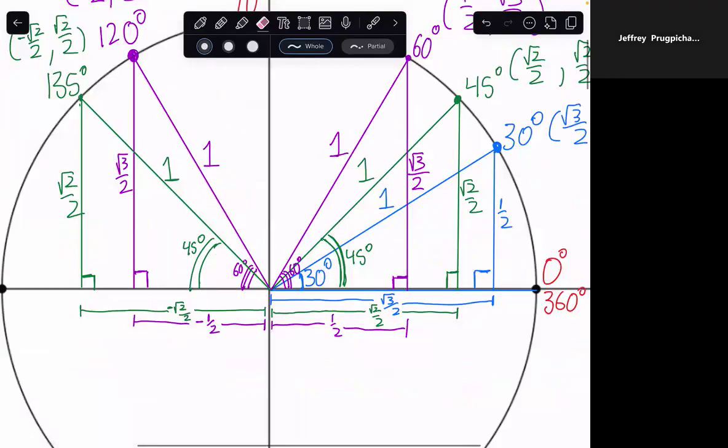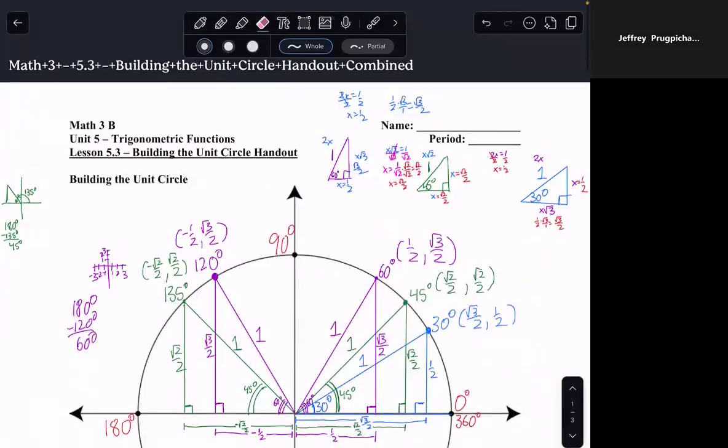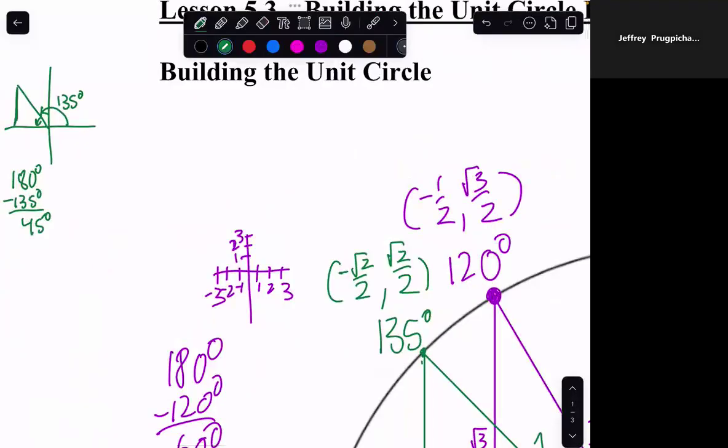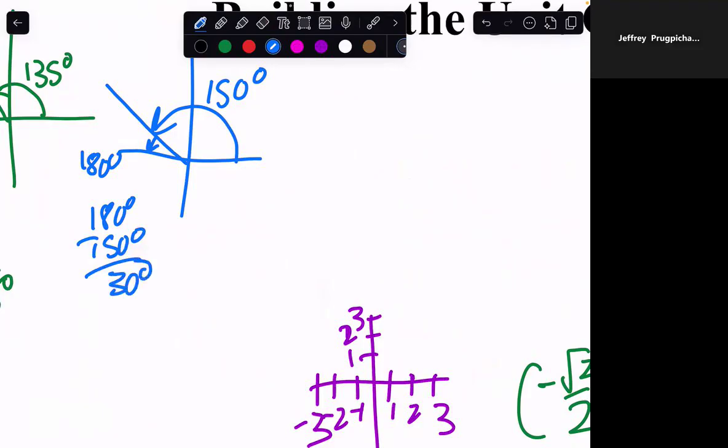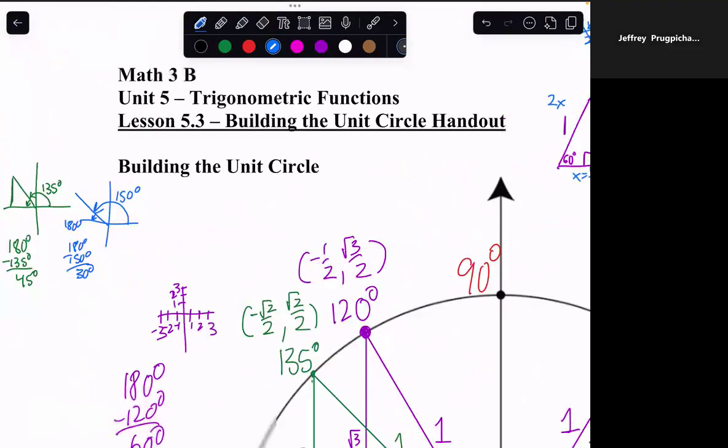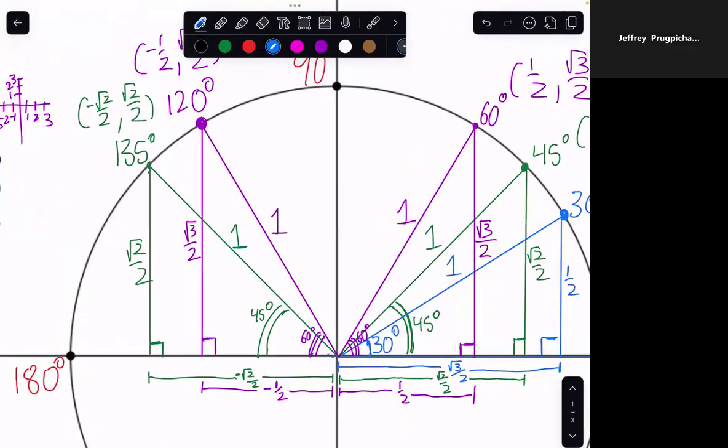All right, so the 150-degree angle, where would that go? 150 degrees is over here. So we stop a little bit short of 180 again. So how much is remaining? 180 minus 150, you have 30 degrees to go. So that one will go about here.